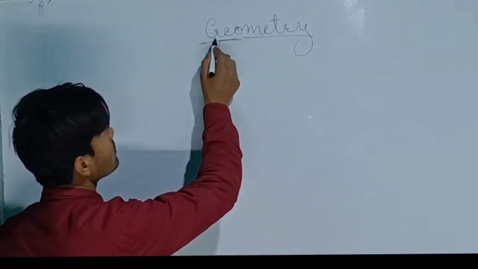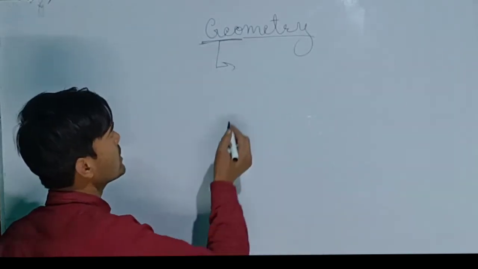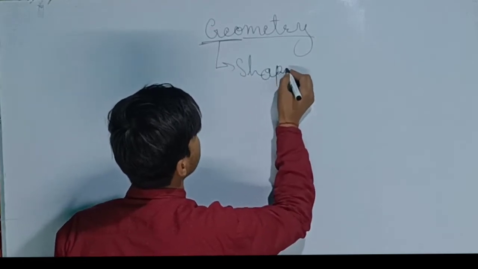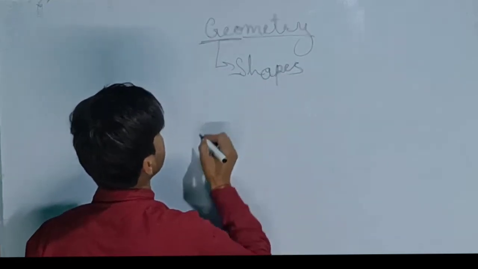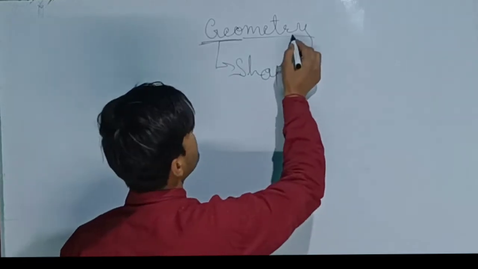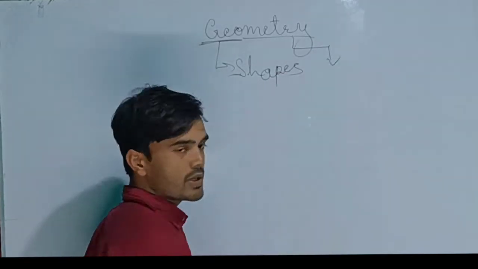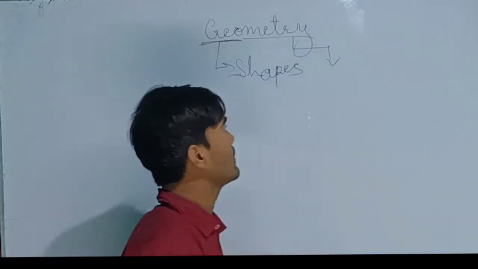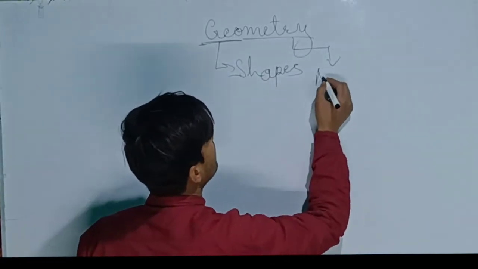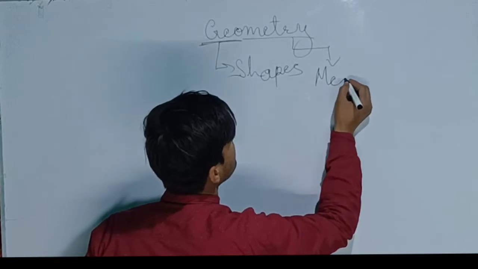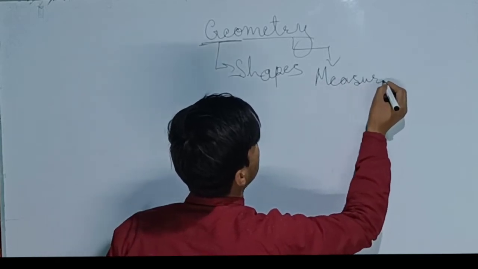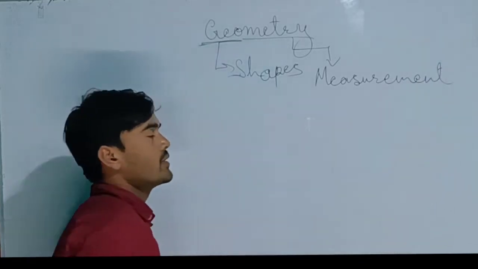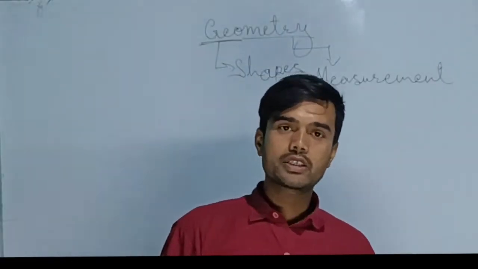The word geo means shapes, S-H-A-P-E-S. And metry means measurement. In mathematical terms, metry means measurement, M-E-A-S-U-R-E-M-E-N-T. Okay, geometry means shape.